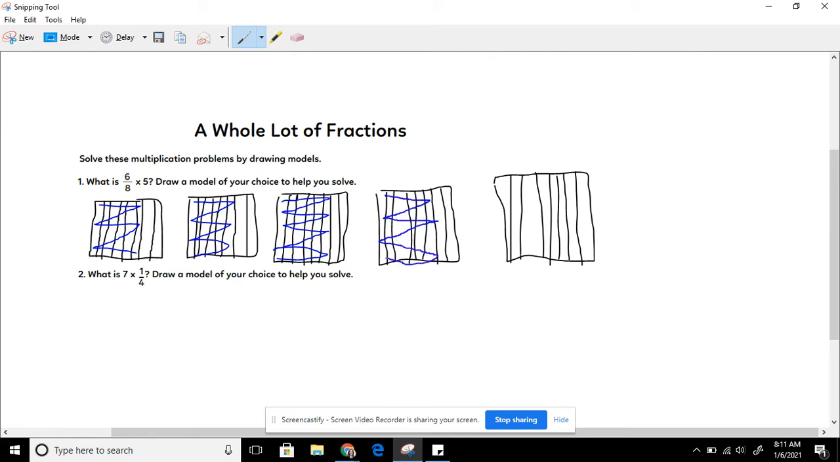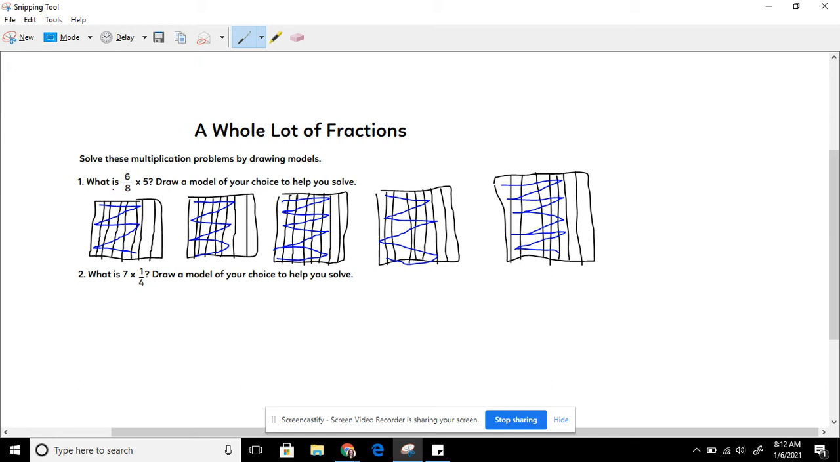5 groups of 6/8. That's what I'm showing in this model. Okay, so 5 groups of 6/8. All right, so now I've got my 6/8, 6/8, 6/8, 6/8, and 6/8. Now, with multiplication, you should have learned in the past that multiplication is actually just repeated addition. So we've got 6/8 times 5, or you can look at it as 6/8 plus 6/8 plus 6/8 plus 6/8 plus 6/8.